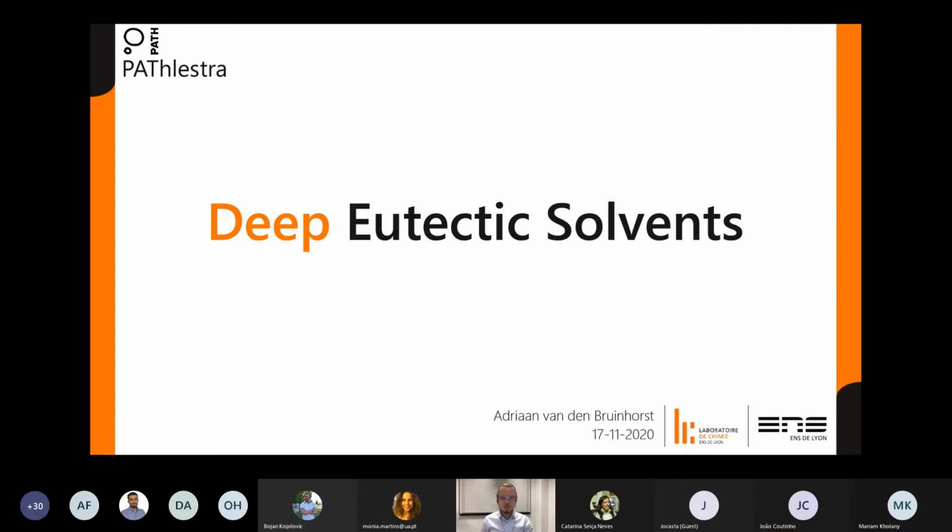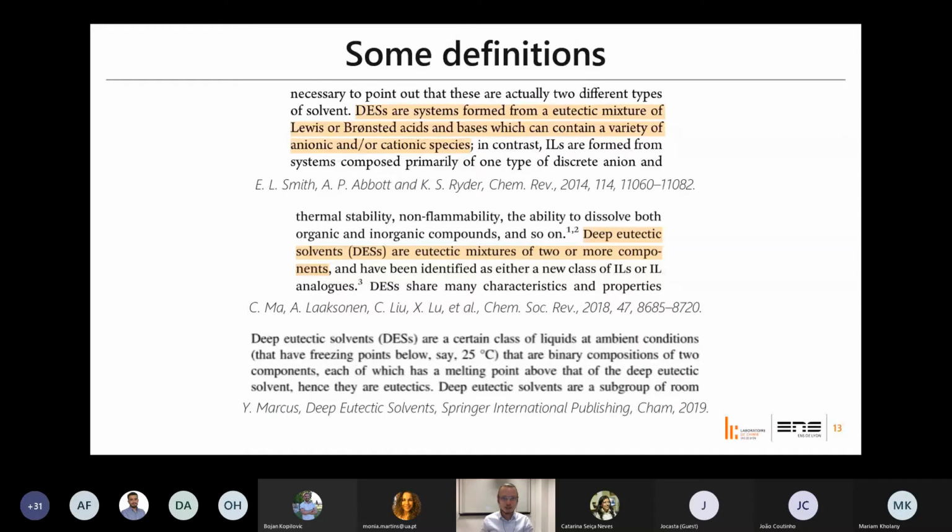Now, maybe the more interesting part, the deep. Well, there are some definitions in literature about what a deep eutectic solvent is. And I think one of the most shared ones is the one from Abbott in his review, where he says that deep eutectic solvents are formed from a eutectic mixture of Lewis and Brønsted acids and bases, which can contain ions. While I think this is in principle correct, I think it's also restricted to a certain type of components, while eutectic behavior is not. So maybe this definition is a bit too restricted for defining deep.